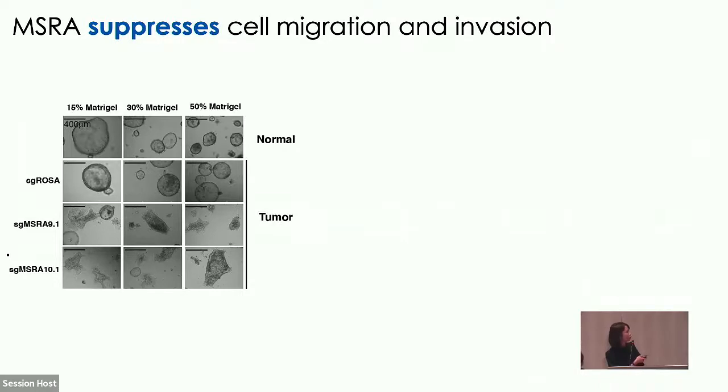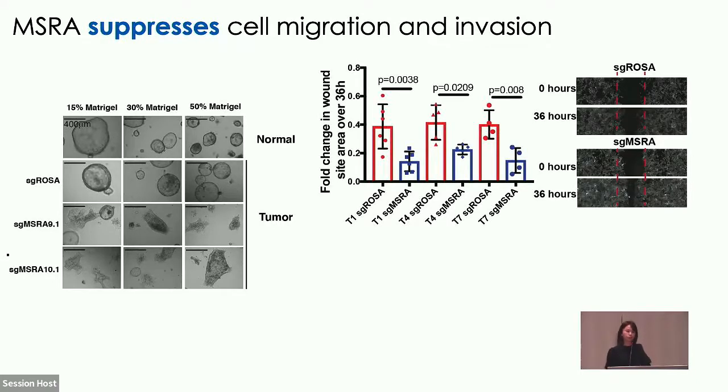What we noticed was when we grow organoids that are normal ductal organoids or tumor organoids that express MSRA in low concentrations of Matrigel, they would still maintain their three-dimensional structure. This, however, was not true for those tumor organoids that are deficient of MSRA. We found that they would migrate through the Matrigel and form 2D monolayer outgrowths. So this was the very first hint to us that MSRA may be regulating the process of cell invasion and migration. And so we decided to test this using a conventional wound healing assay. And what we did was convert 3 independent tumor organoid lines into conventional 2D monolayer cell lines.